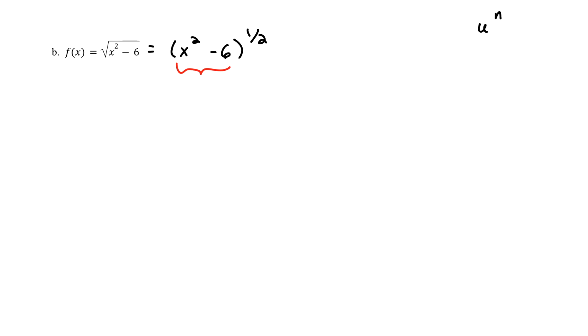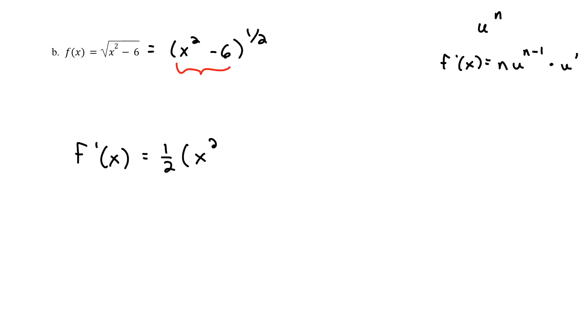So let's try using our shortcut here. And I'll write that off to the side over here. F prime of x is equal to n times u raised to the n minus 1 times u prime. So what do we need to do here for our derivative? We're going to start by multiplying by our power. So we multiply by 1/2. The inside of our function, x squared minus 6, stays exactly the same. So 1/2 times x squared minus 6. We need to subtract 1 from our power here. So 1/2 minus 1, we're going to end up with negative 1/2.